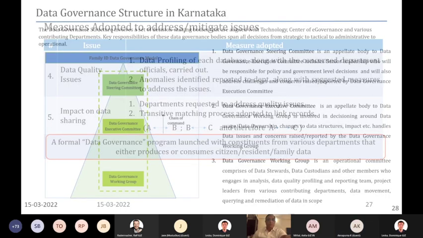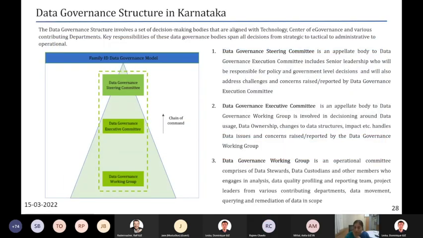Next slide, please. So the issues and the challenges faced during this data integration led to the realization there needs to be a formal data governance structure. So Karnataka today has a formal data governance structure, which is three-tiered committees, with the Data Governance Steering Committee, a policy-making body at the apex, followed by an executive committee and a data governance working group. The working group is critical because it is an operational committee at the level of the department, which comprises data stewards, data custodians, and other members. So they are the actual implementing agency in this data governance structure.